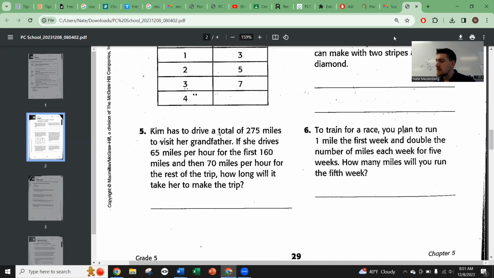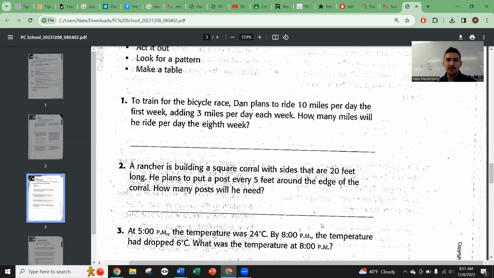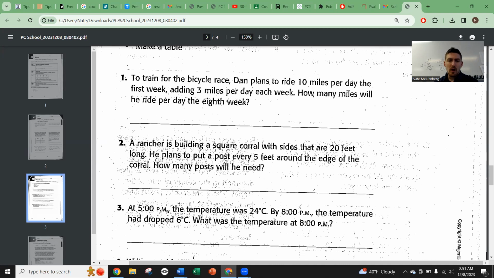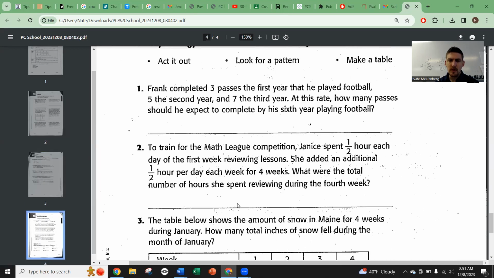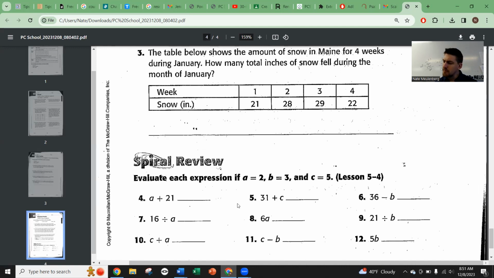Okay, homework for you guys. Let's take a look at page 30. We can do 1, 2, and 3. You can skip 4. The next page after that is homework practice. I think you guys can handle that as well. So do 1, 2, and 3 on page 30 and do all of 31 for homework.